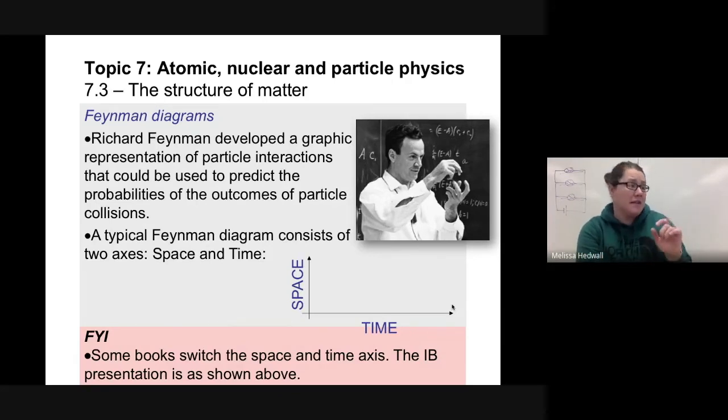I do think in our text, in our Oxford book, they do switch it some of the times. The Oxford book isn't actually published by the IB. It's published by an external company in line with the IB.